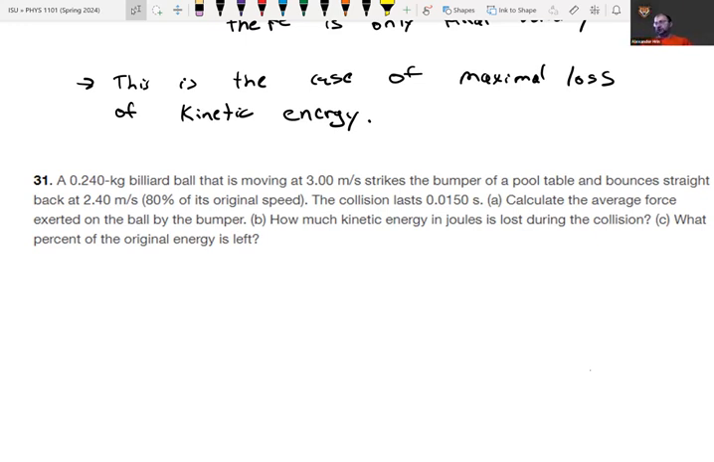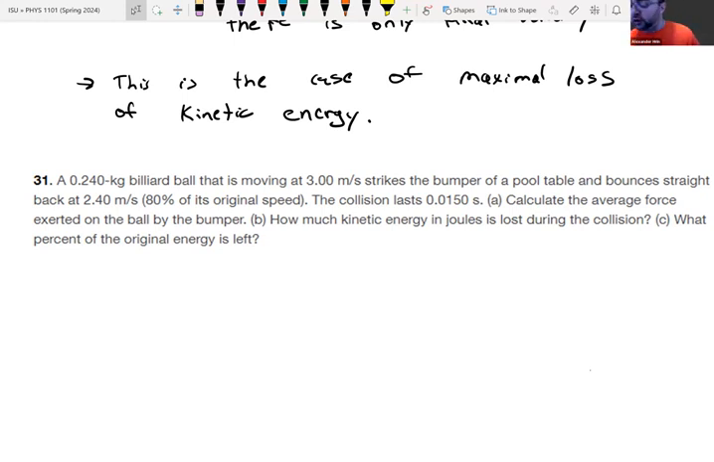This one is interesting because while it's referred to as a collision, the momentum is not going to be conserved in this case. This is kind of a joining of the two topics from today and yesterday. The reason is because it's between the billiard ball and the pool table, and the pool table is basically anchored to the ground, or at least held to the ground via friction, so it's not free to move. We can't include the table in our system for momentum to be conserved, so we're not allowed to do that.